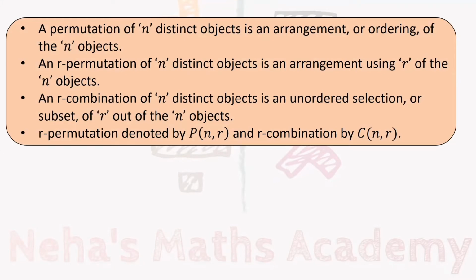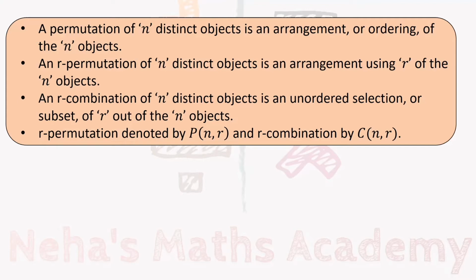What is the difference between first point and second point? In the first point, we have to arrange all n distinct objects out of total n objects. And in the second, it is an arrangement of R distinct objects out of n distinct objects. Now third is an R combination of n distinct objects is an unordered selection or subset of R out of the n objects. That is, select R distinct objects out of n distinct objects.